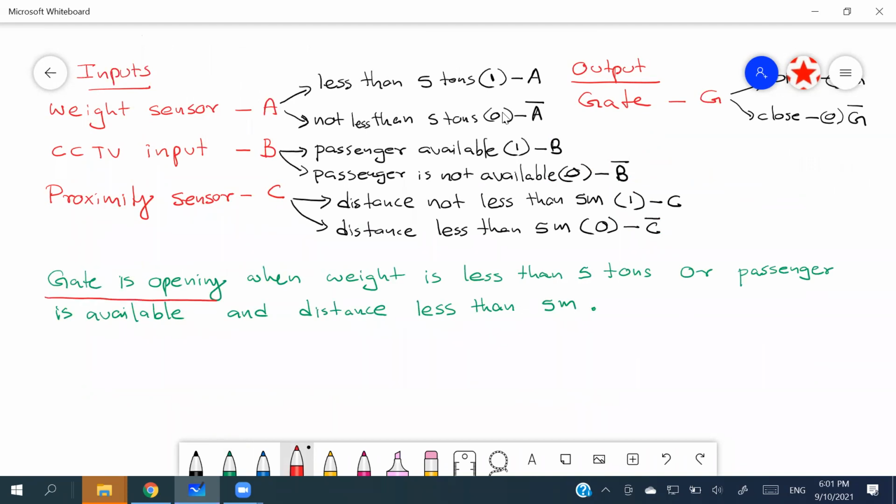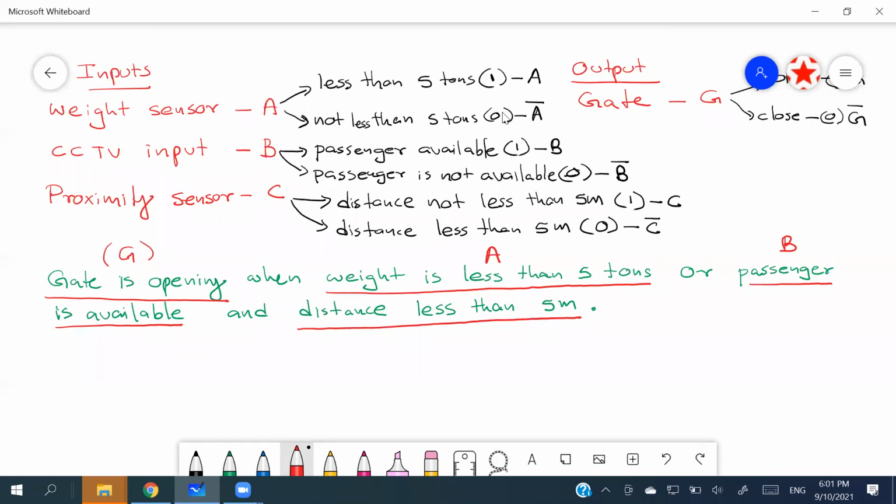So gate is opening, so we can indicate this by G. Weight is less than 5 tons, so it is indicated by A. Passenger is available, that is indicated by B. Distance less than 5 meters, that is indicated by the C bar.